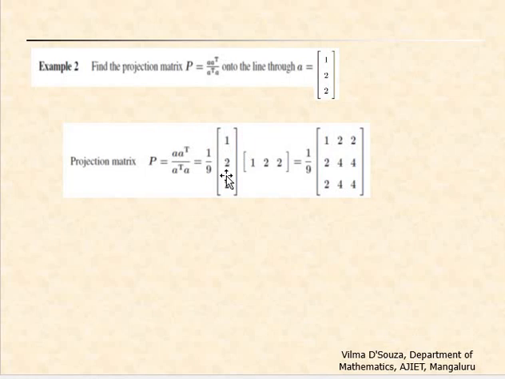So 1 by 9 into A A transpose. So find the product A A transpose. 1 by 9, that is 1 by A transpose A, I have kept as it is. Find this: 1, 2, 2. Second row, multiply by 2: 2, 4, 4, and 2, 4, 4. So 1 by 9 into the matrix 1, 2, 2, 2, 4, 4 and 2, 4, 4. Okay, this is how you find the projection matrix.